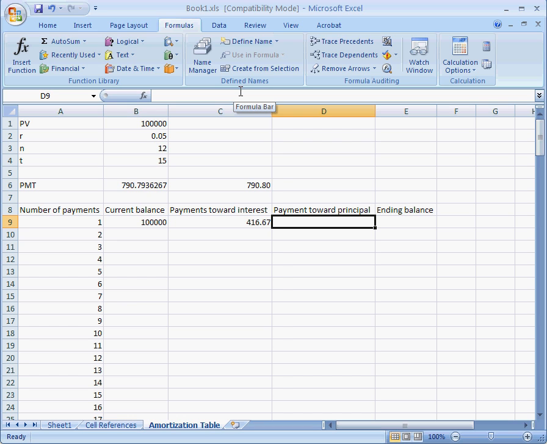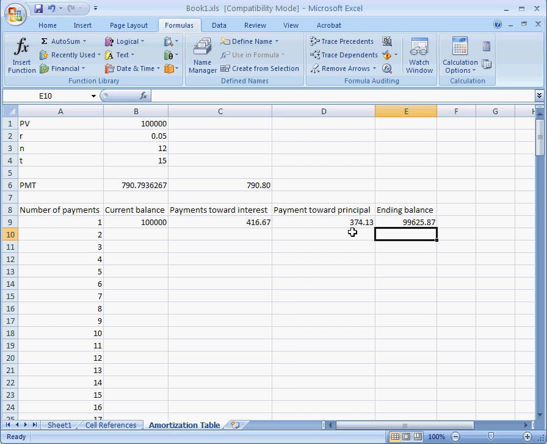So again, that's going to be the payment of $790.80 minus $416.67. As a formula, this is going to be C6 minus C9. So we're going to see for that first payment, $374.13 of the payment goes toward paying off the balance. To find our ending balance, we're going to take the current balance, that $100,000, minus the payment toward principal.